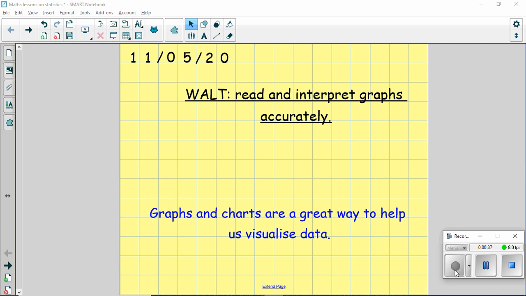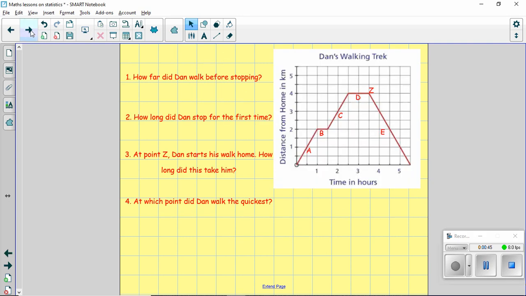Now, accurately means correctly and really carefully, doesn't it? So let's have a look at what we're going to be doing today. Okay, so we've got this graph here. So this is a line graph. Now, line graphs display information which changes over time. Okay, and they are plotted by plotting points on the graph and then joined up by a line, which you can see here in this example. So this is Dan's walking trek.